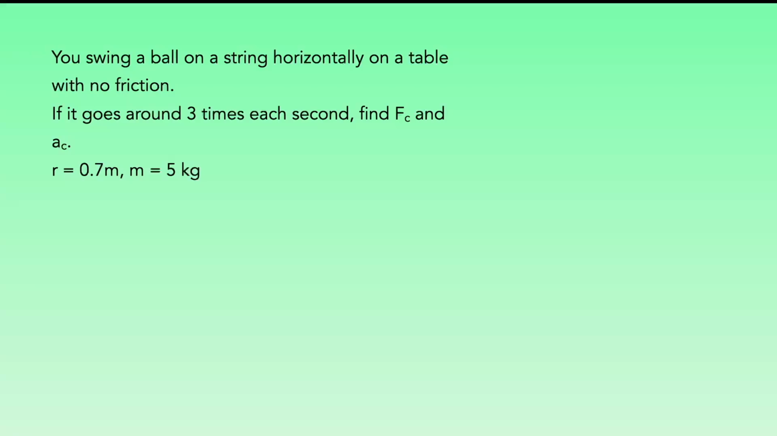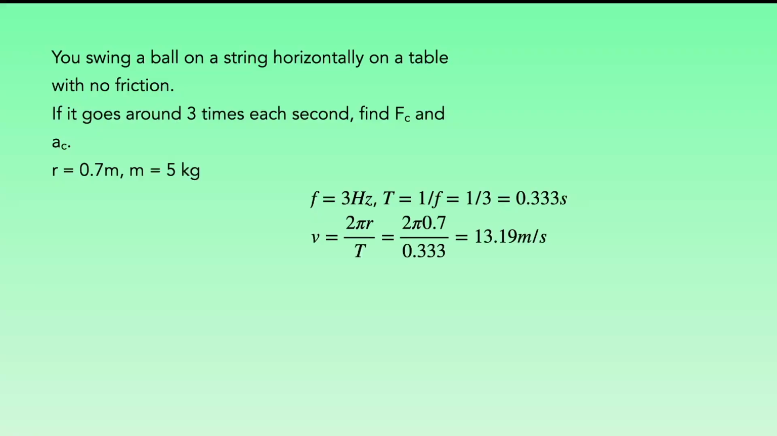Okay? They give us a radius and a mass. Well, the frequency is 3 times per second. So the frequency is 3 hertz. The period would be 1 over the frequency, so 1/3, which is 0.3 repeating. I've rounded it or truncated it. The velocity, well, we know the circumference is 2 pi r. The period is 0.333. Those two things agree.